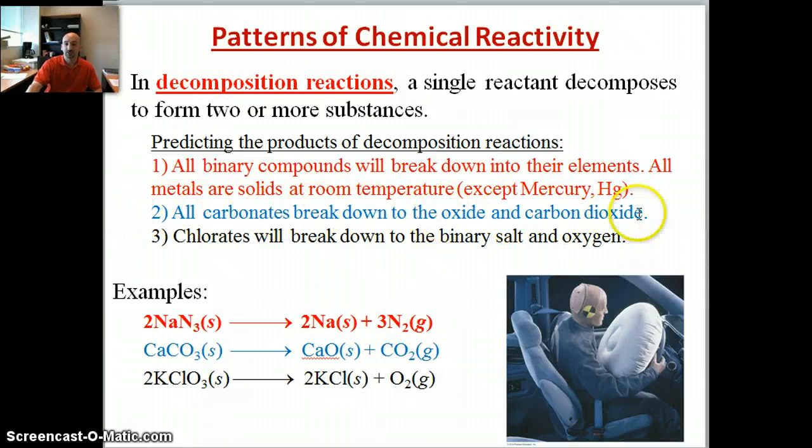All carbonates will break down to the oxide and carbon dioxide, and any kind of chlorate will break down to the binary salt and oxygen. And we see an example of each one of those shown here. So a binary compound like sodium azide basically can break down to sodium and nitrogen gas. Okay. Calcium carbonate forms calcium oxide and carbon dioxide, and potassium chlorate will then become potassium chloride and oxygen gas. Okay, and so these are just common rules that you should memorize, practice, and help realize what type of reaction you have.